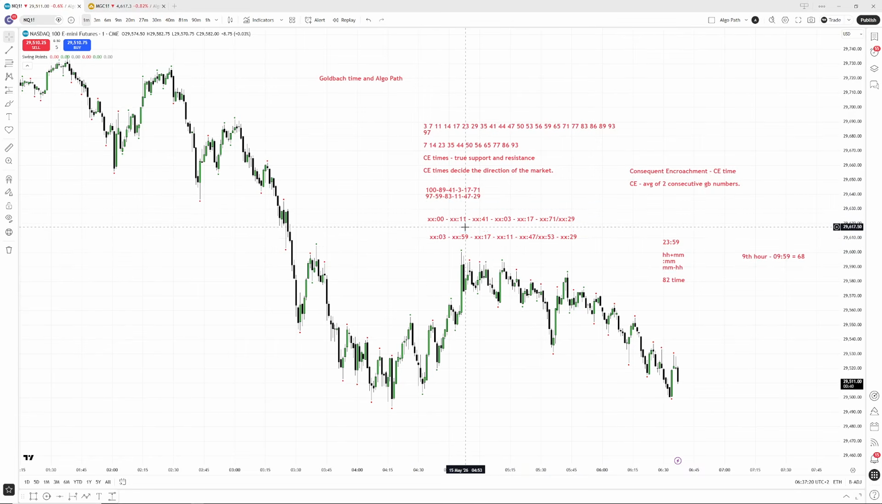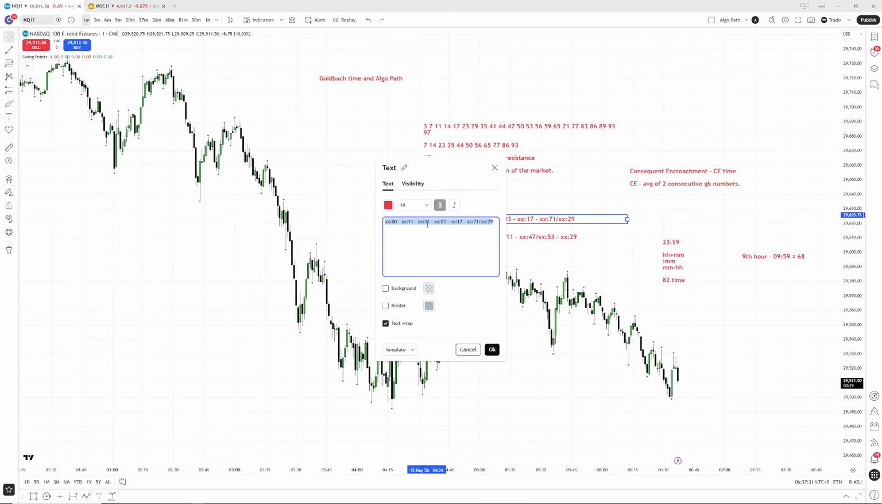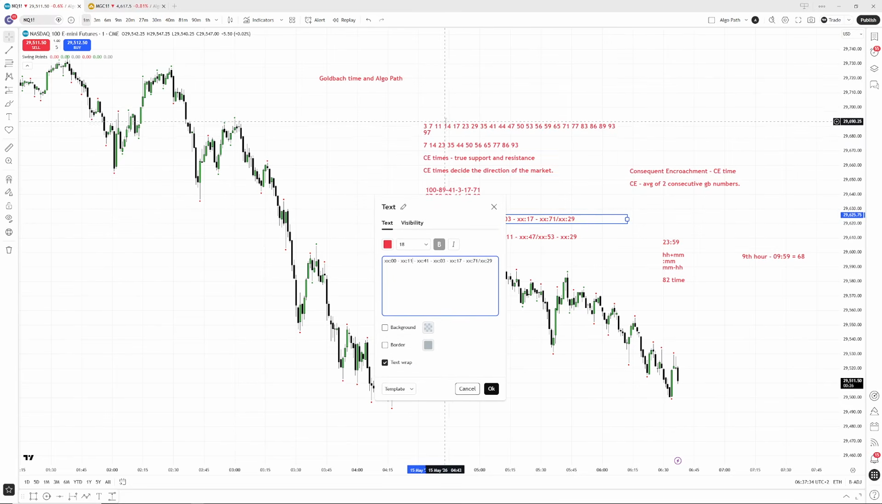Now I had to incorporate the CE times as well. So what you need to do is just pick one number to the right and add it here in the brackets. Okay, so for example, if your focus is here, 11's CE number would be 14. Similarly, 41's CE number is 44. 3's CE number is 7. 17's CE number is 23. 71's CE number is 77. 29's CE number is 35.